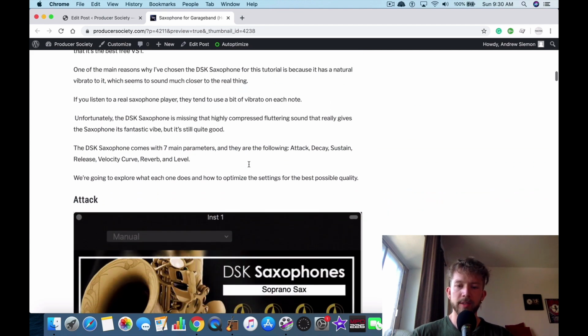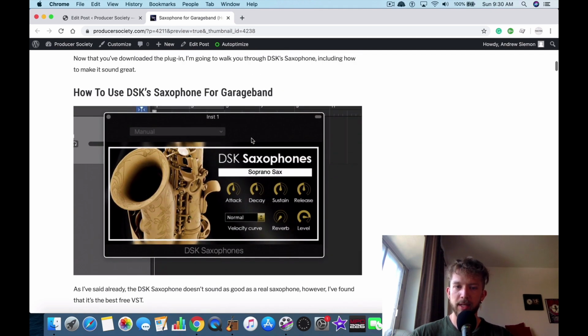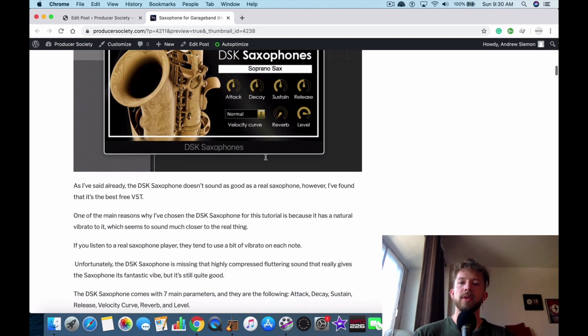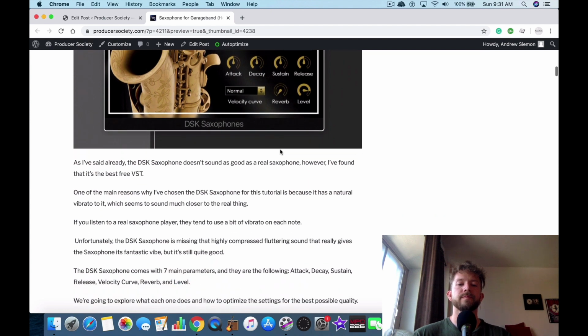So let's move on to the main parameters of the saxophone. In this particular case, I use the DSK saxophone because much of the controls are the same, and it's also my favorite sax, so I just kind of went with it. So you have 7, right? You got your attack, decay, sustain, release, velocity curve, reverb, and then the level.